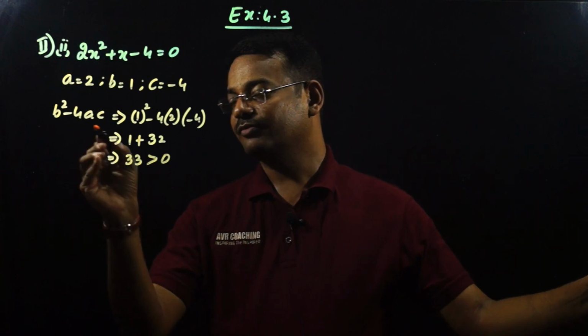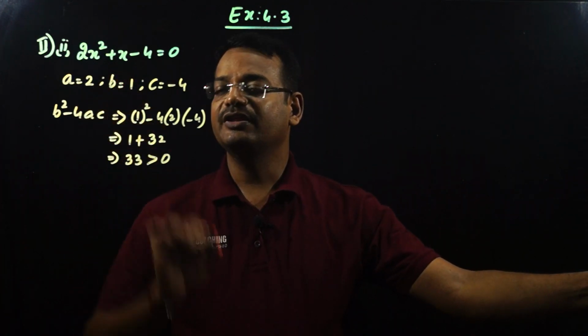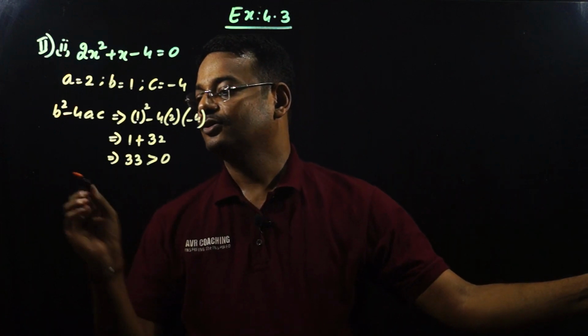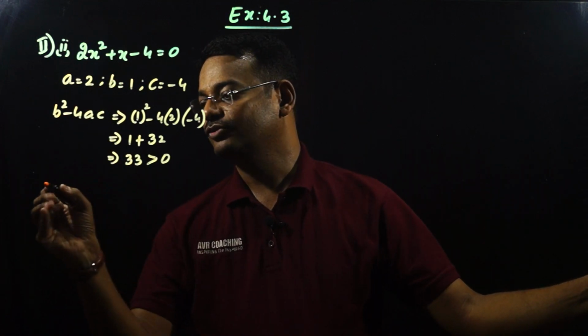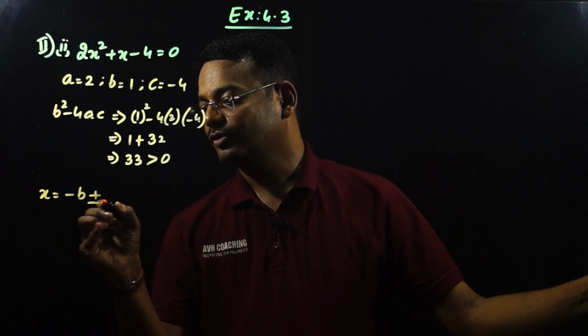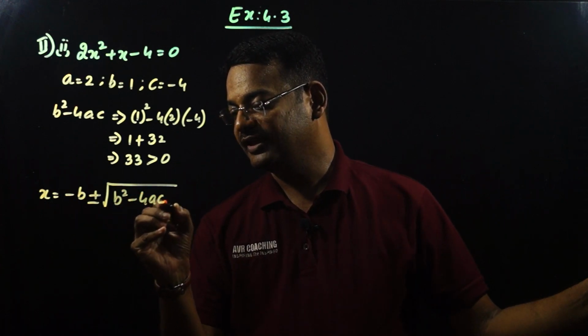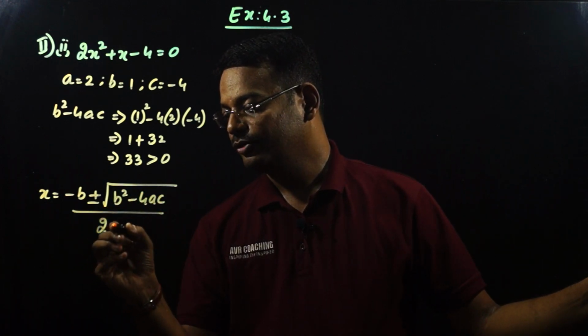Therefore, since b square minus 4ac is greater than 0, there are roots of the equation which exist. So we can directly substitute into the formula. The formula is x equal to minus b plus or minus root of b square minus 4ac by 2a.